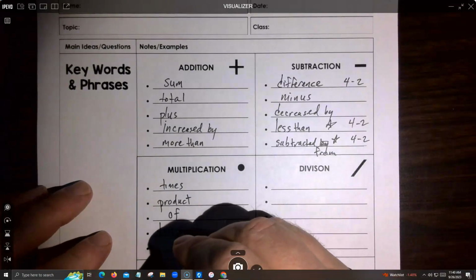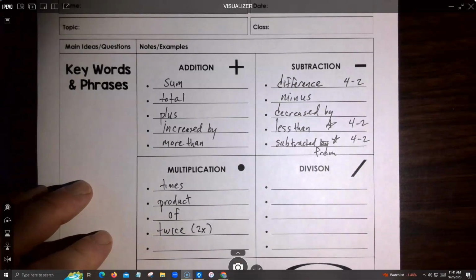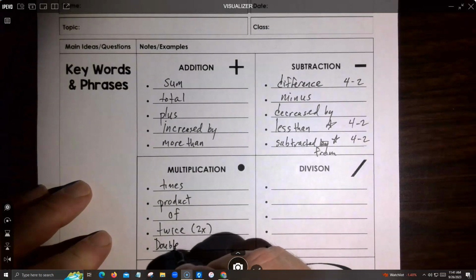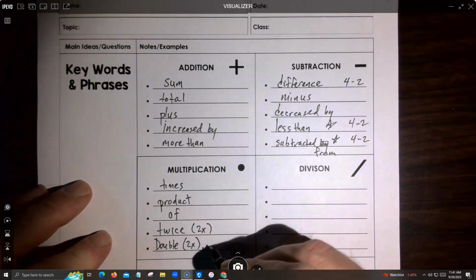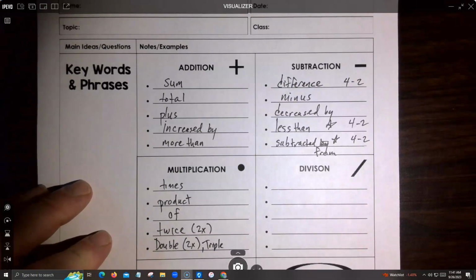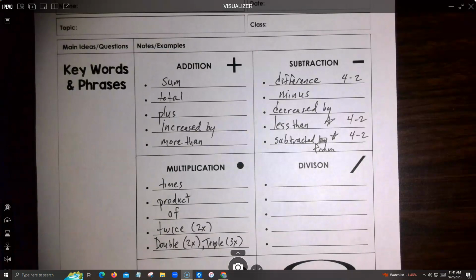All right, we have the word twice. That means 2 times. Okay, twice means 2 times. Double something. That's also 2 times. Or triple something. We have a triple scoop of ice cream. That means you have 3. Triple patty at Wendy's has 3 burgers. A Wendy's triple will give you 3 burgers.